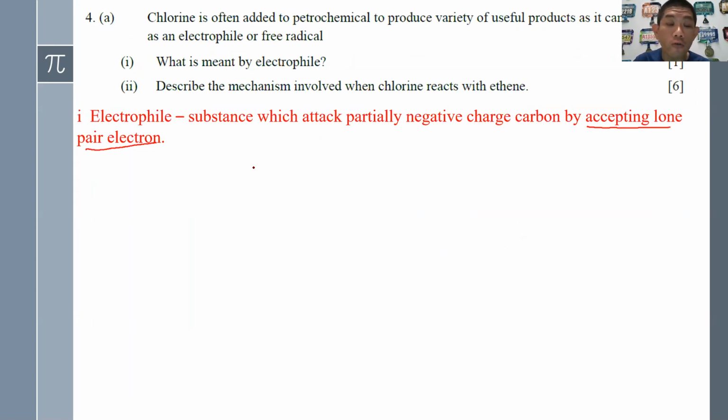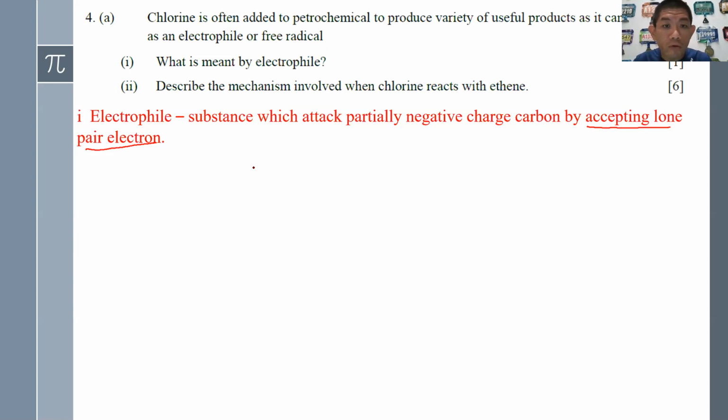Lone pair electron donor. Okay. So that is how you are going to define an electrophile. That is the main key. Teacher, if I just write lone pair electron acceptor, then okay or not? Okay, no problem. It doesn't matter because it is 1 mark only. You don't have to define very long. Okay, so that is for number 1.